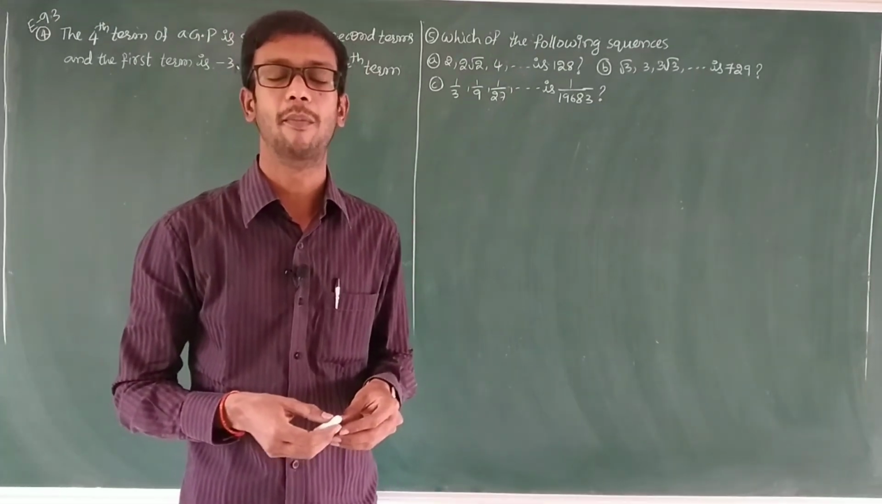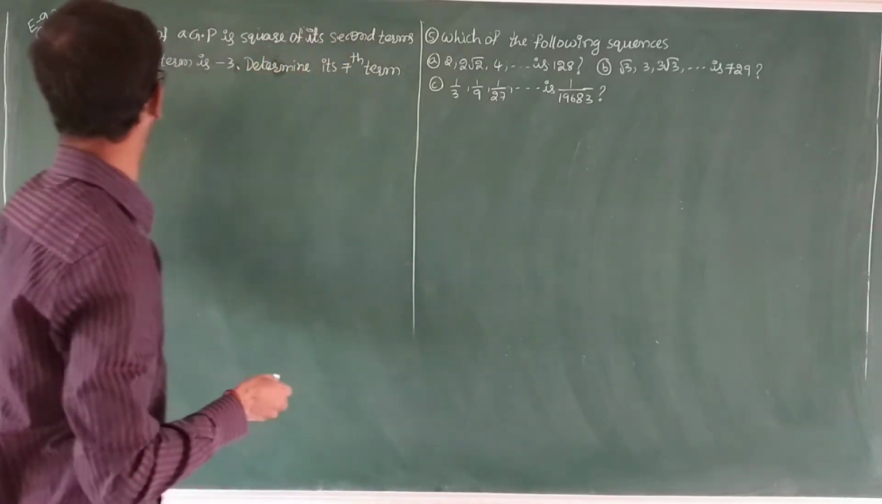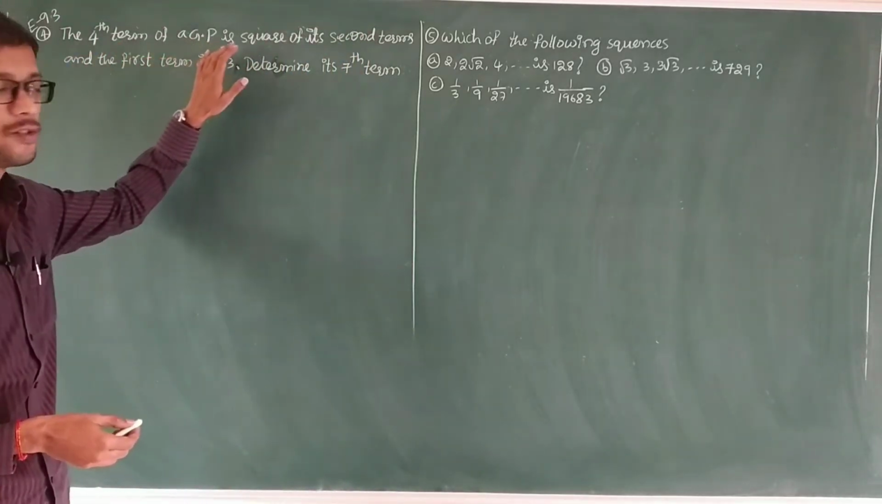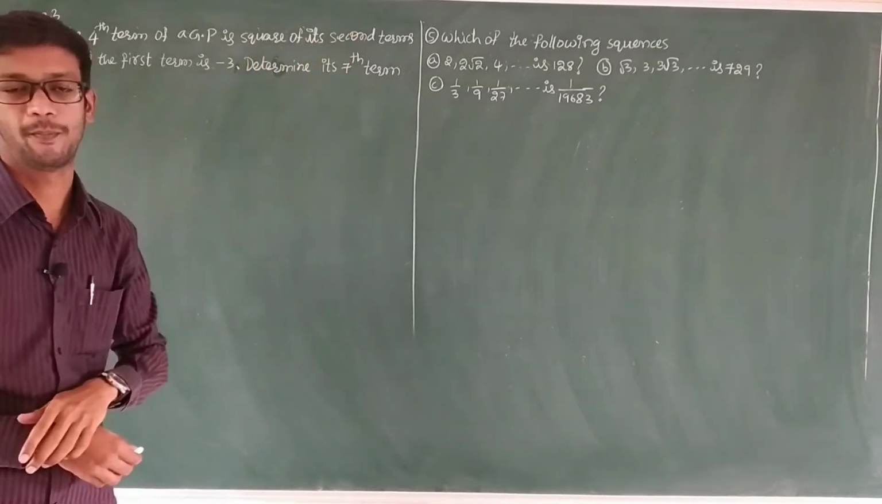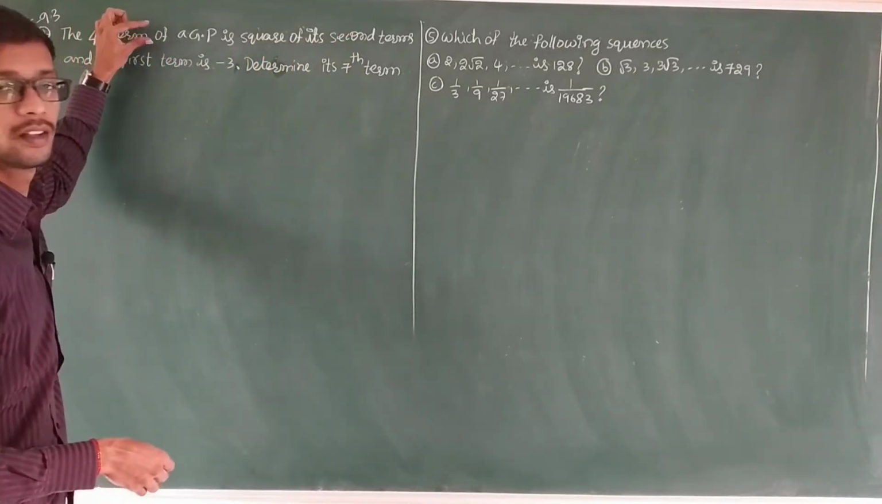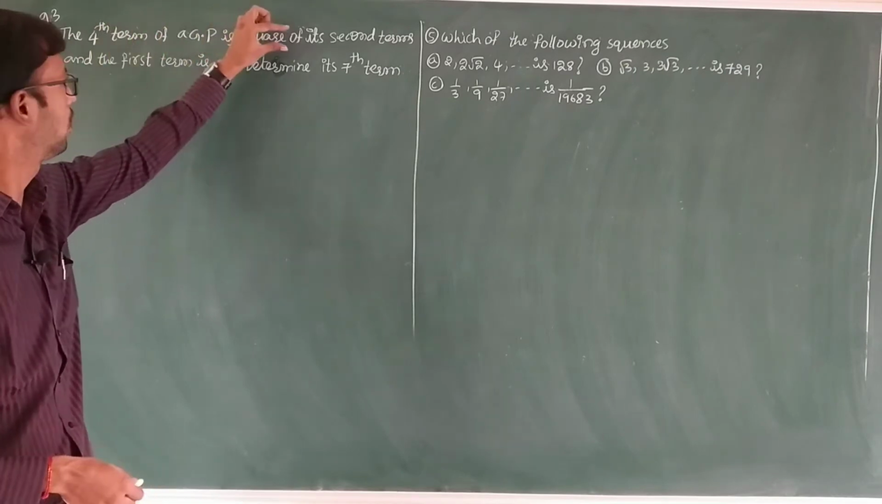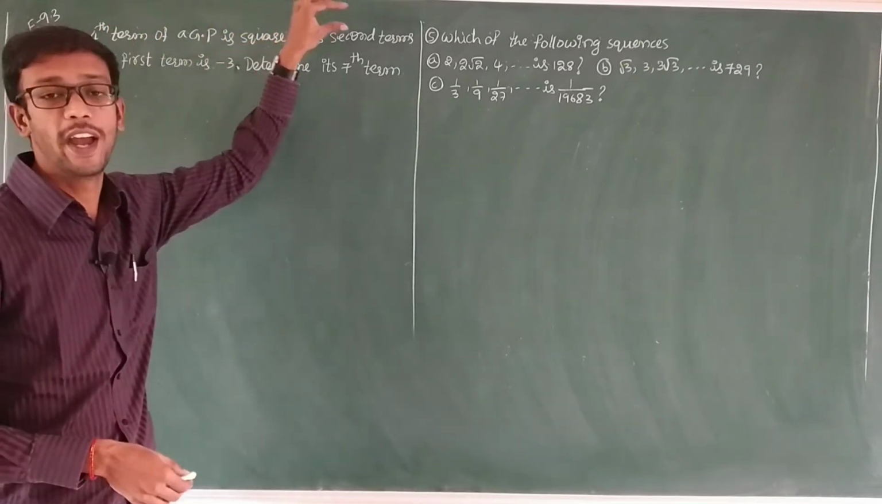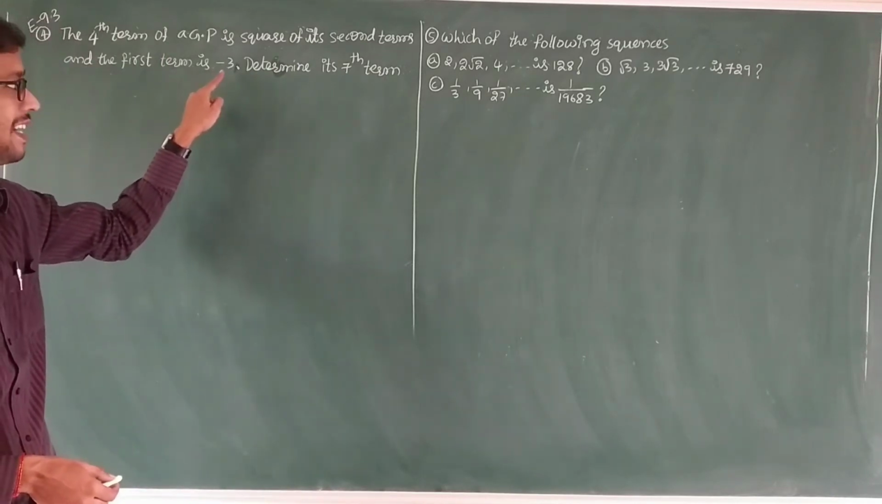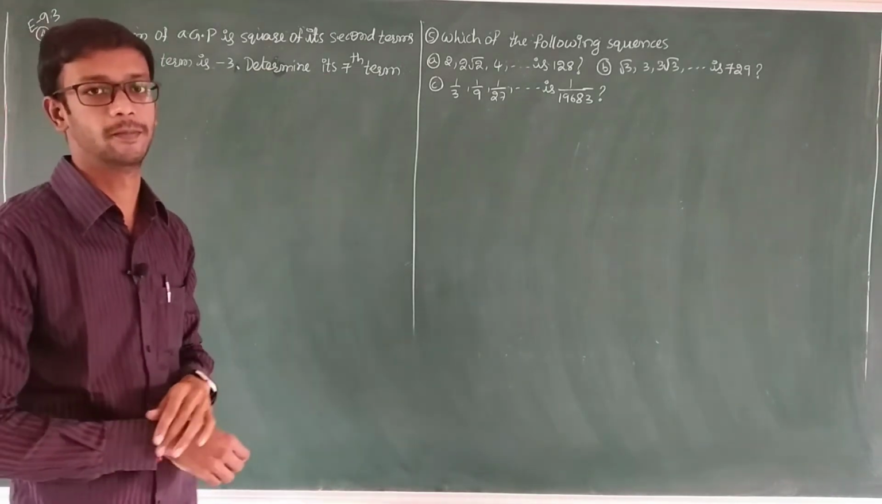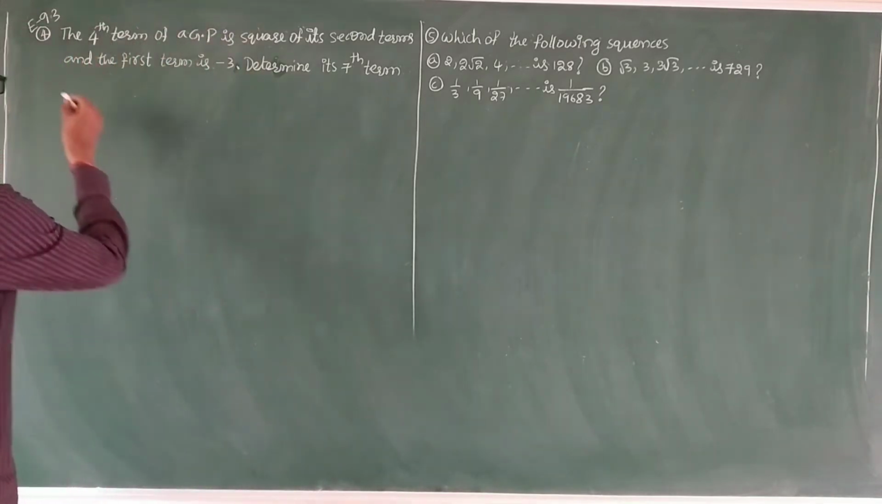Next, problem number 4. The fourth term of a GP is equal to the square of its second term, and the first term is -3. Determine the seventh term. This is a simple problem here.